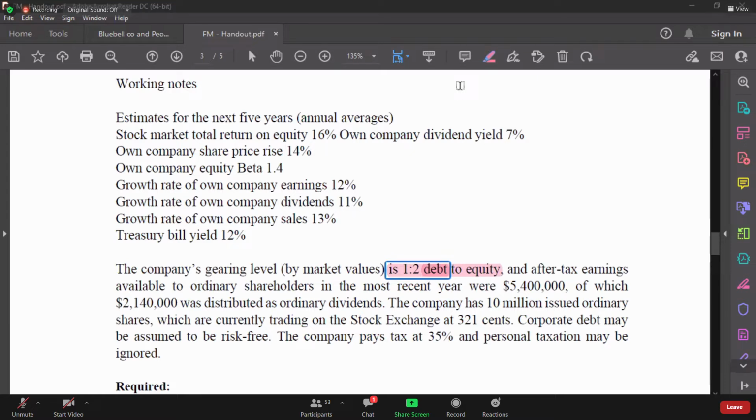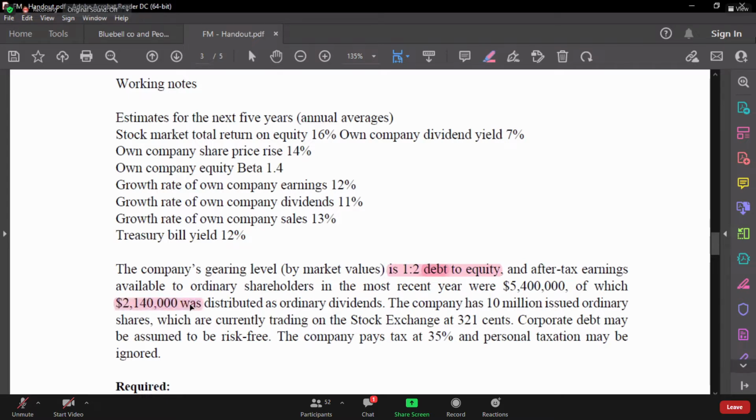So here what have they told? After tax earnings available to ordinary shareholders in the most recent year was 5.4 million, of which 2.14 was distributed as ordinary dividends. So see, the dividends is given to you. And the company has 10 million ordinary shares, which are currently trading on the stock market at 321 cents. Yes, Khatija, that's the right answer. This share price, the market price of the share, that is your P0, is given in cents, right?